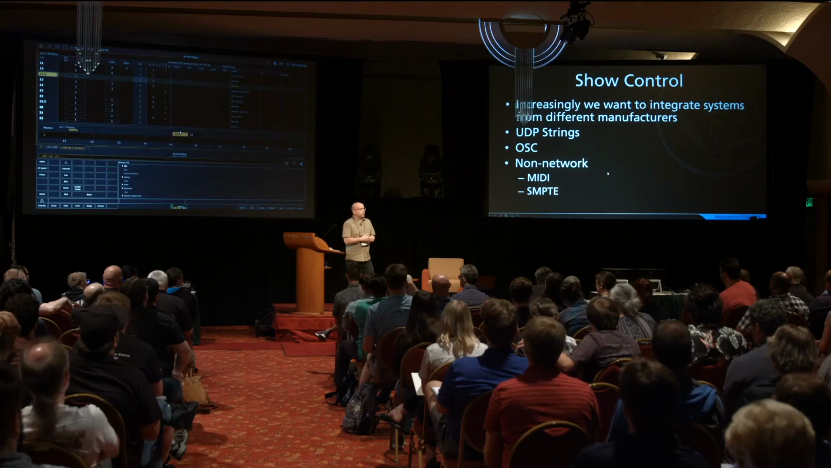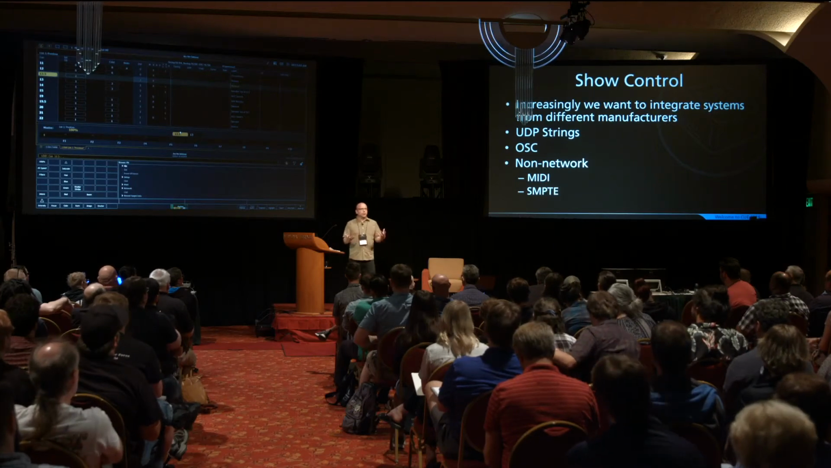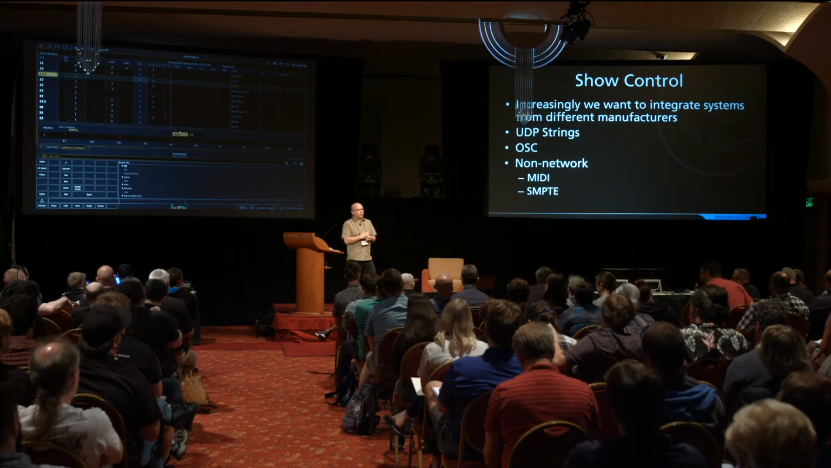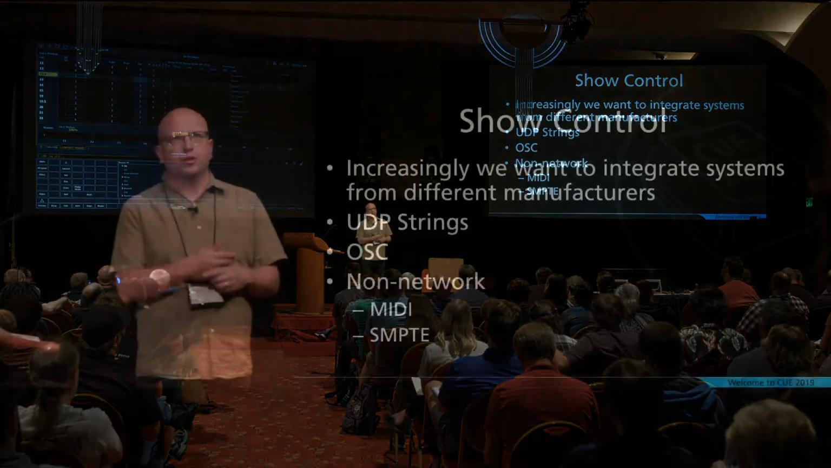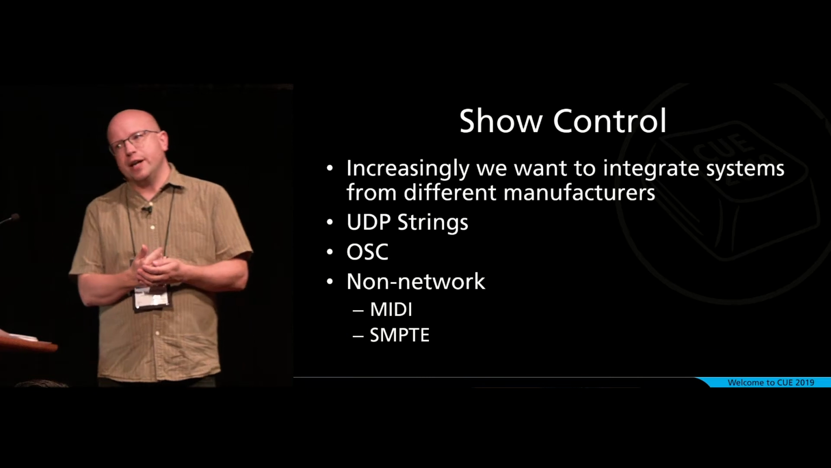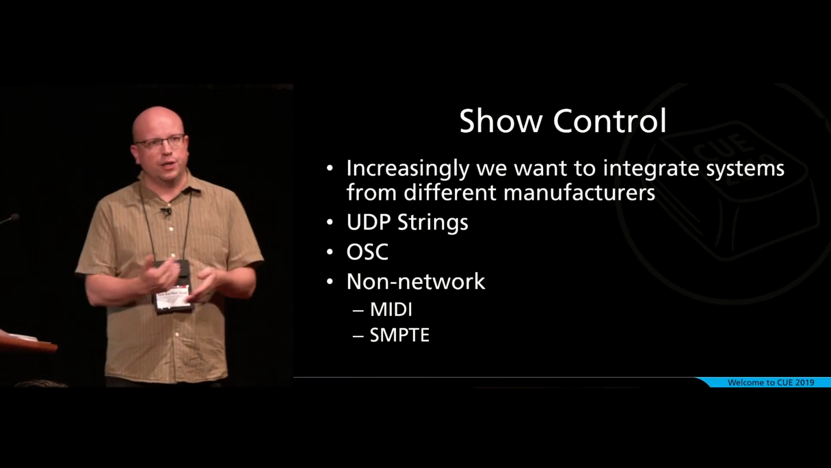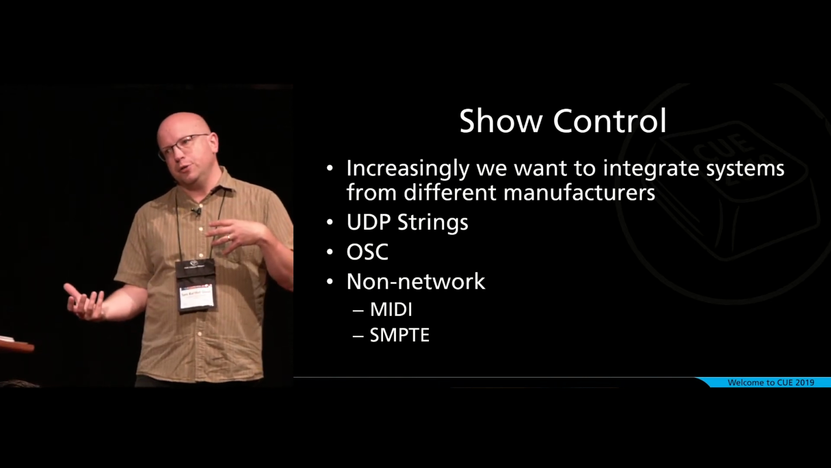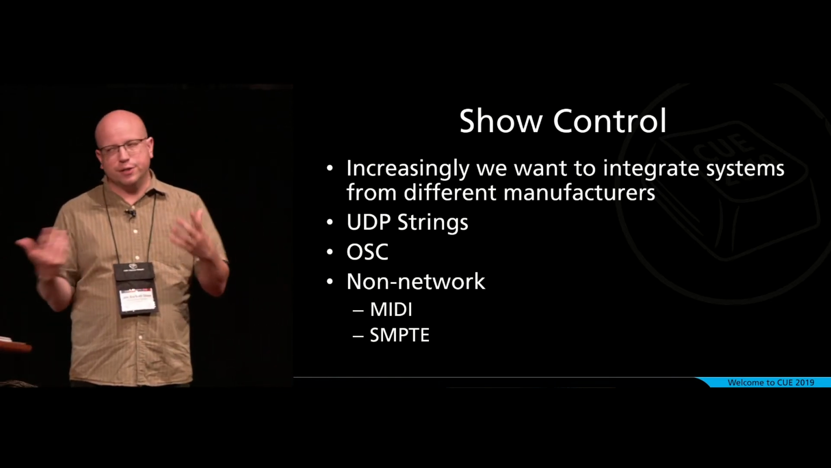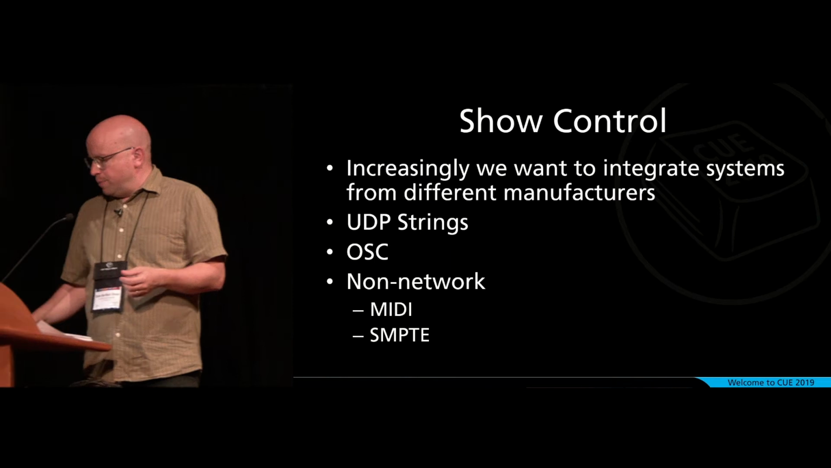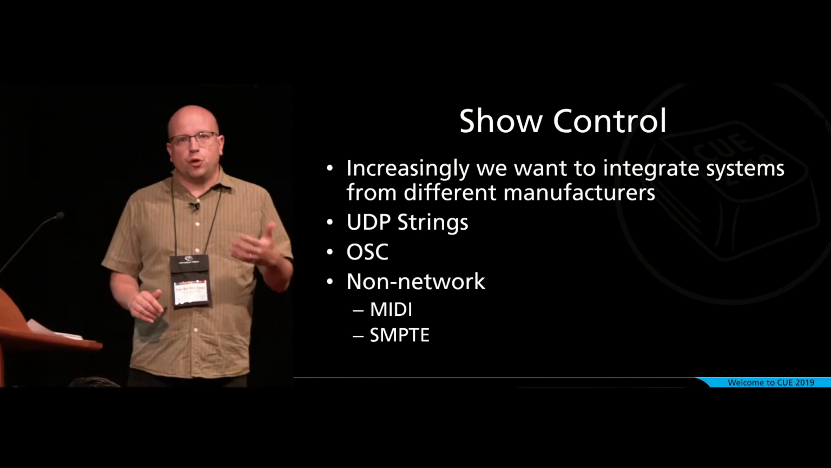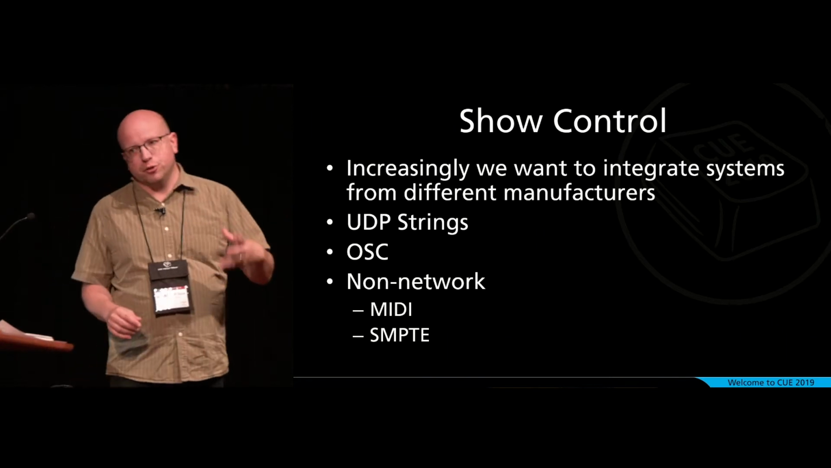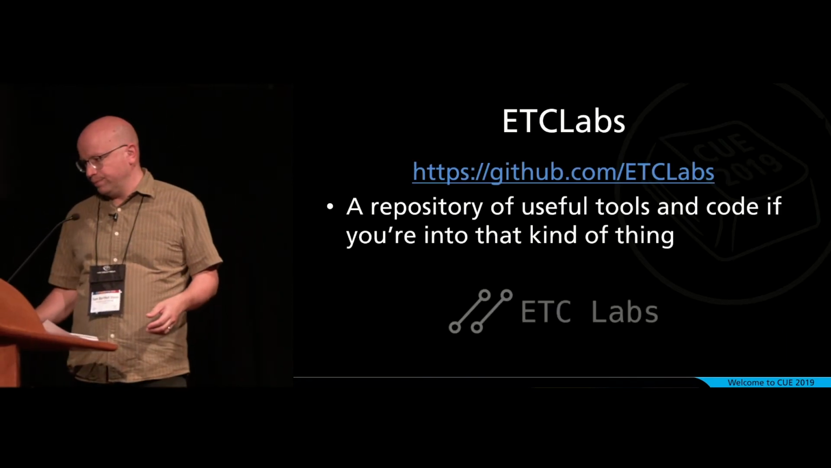So, show control. Some of the things we saw yesterday. We want to integrate a whole lot of things, and some of these things are really great for talking to all kinds of things. For example, video projectors often now have some kind of UDP string interface. OSC, like you saw yesterday, you can use to tie QLab into your lighting system so you can fire sound cues or vice versa. And we've even got some things which are not network-based, like MIDI and SMPTE, which are physically different signals, but we have gateways to translate between those things.